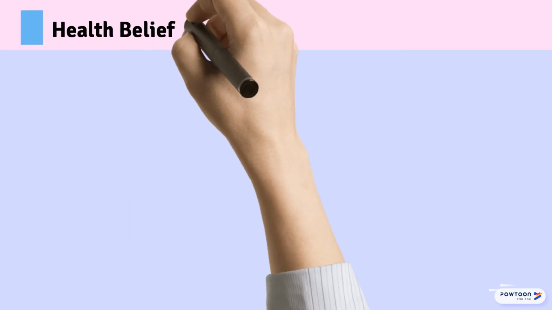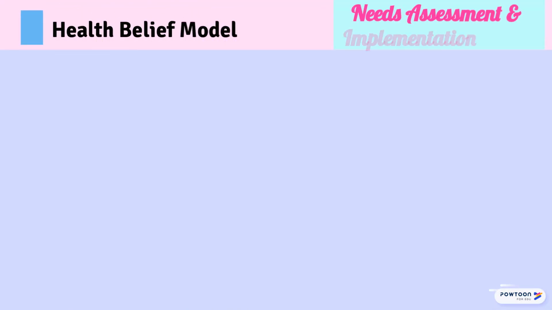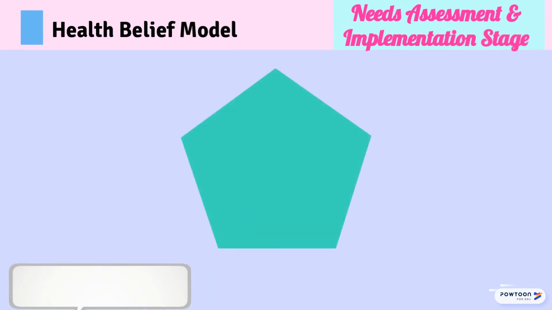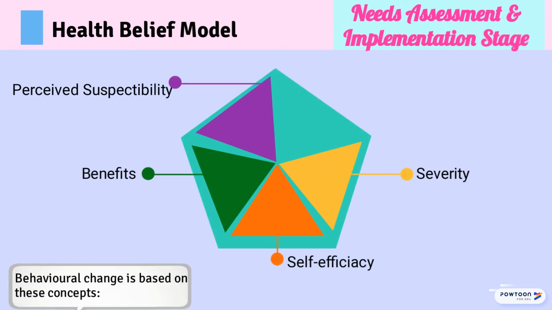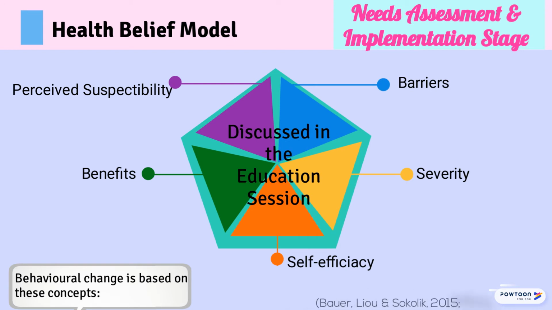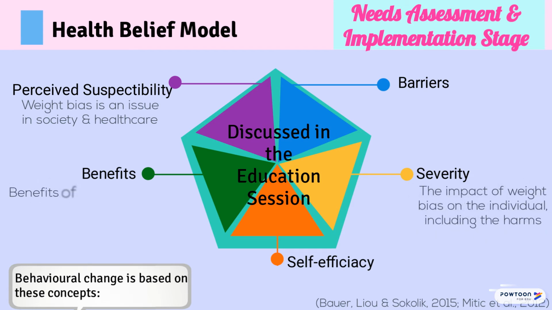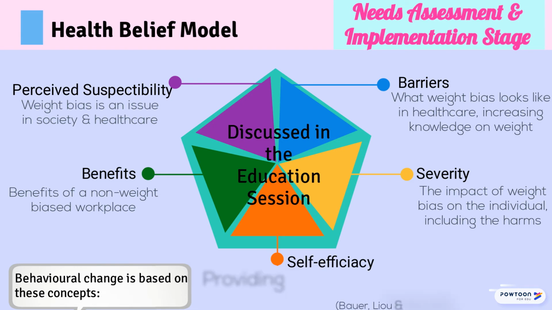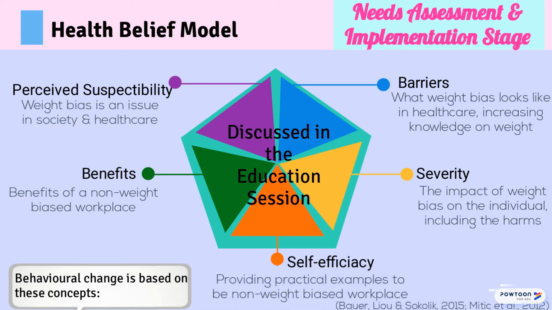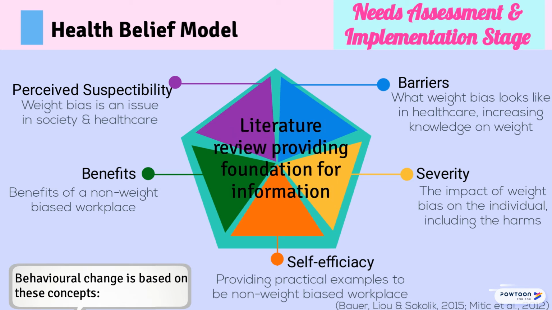Using the health belief model in this project, specifically in the needs assessment and implementation stage, the project addresses these concepts, specifically in the education session by discussing that weight bias is an issue in society and healthcare, the impact of weight bias on an individual, the benefits of a non-weight bias workplace, what weight bias looks like in healthcare, as well as providing examples of how to adopt a non-weight bias workplace. The health belief model is also present in the needs assessment due to a thorough literature review, providing the foundation for information discussed in the education session.